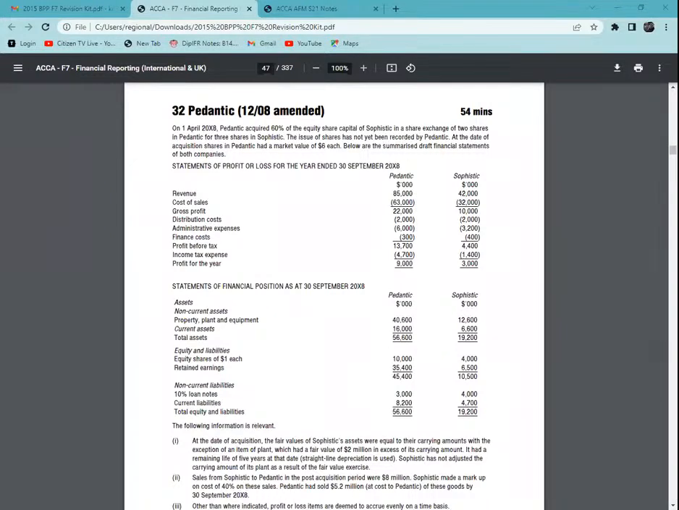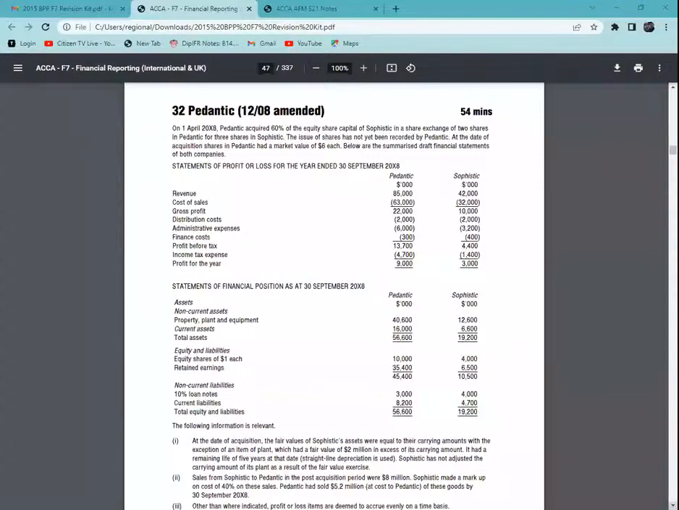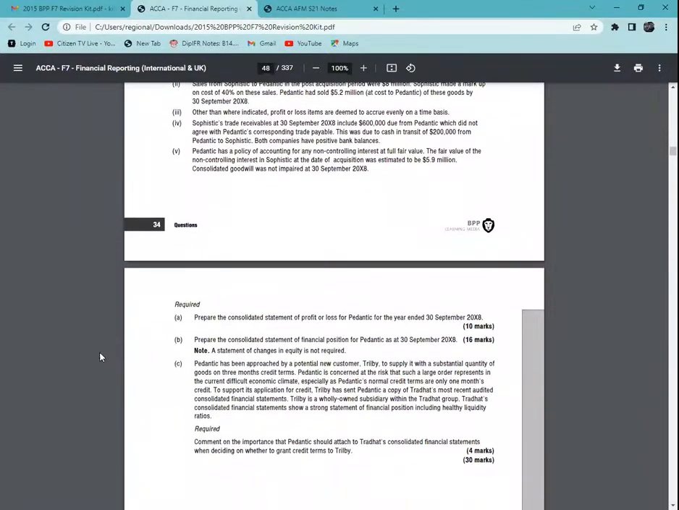And consolidation is an easy thing. To consolidate, ladies and gentlemen, is the easiest branch of accounting, or financial reporting, that we have. It's all about adding like terms, line by line, like terms of subsidiaries and parent company. Very easy thing. So what do they want us to do here? They want us in part B to prepare the consolidated statement of financial position for Pedantic as at this date. The consolidated or group statement of financial position.